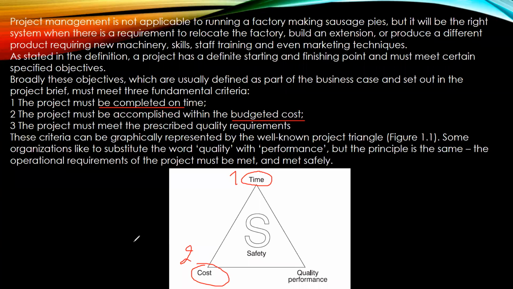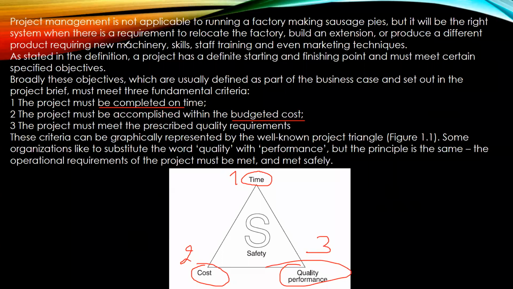Also, the quality performance, which means it should meet the quality requirements. So if you are asked for something, you cannot, after the life cycle or after the hard work on the project, deliver something else or deliver something that is completely different. This cannot be done. So the criteria of the project is that it should meet the requirements.